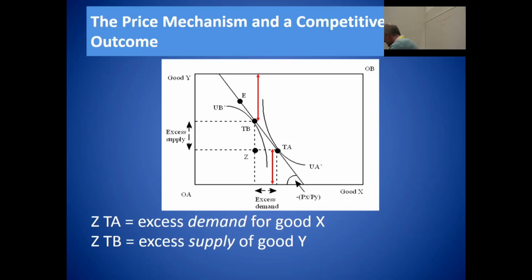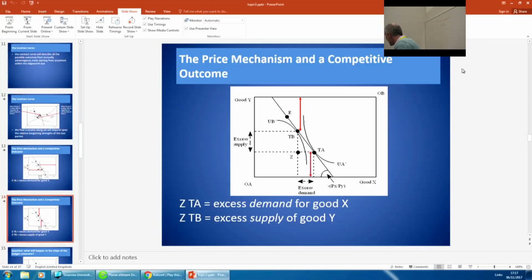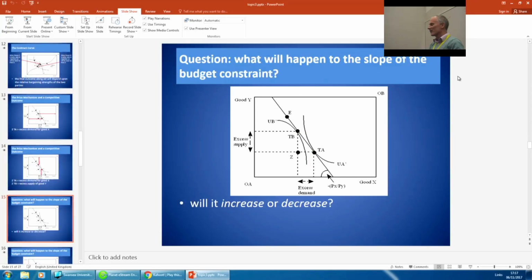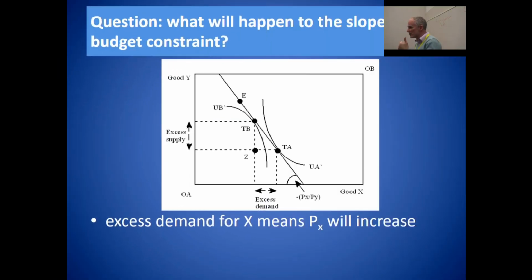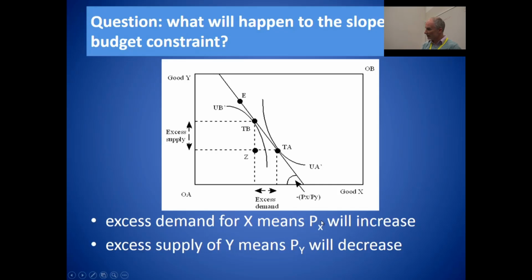So, given that then, I'll ask you that very simple question. What's going to happen to that budget constraint? Will the slope of that budget constraint increase or decrease? In both markets. If there's excess demand for good X, excess demand forces its price up. So Adam Smith, markets clearing, prices go up. So there you go, the price of X will increase. If there's excess supply of good Y, its price will fall. That's how markets clear. If there's excess supply, it drops. Well, what do you remember about the slope of the indifference curve?